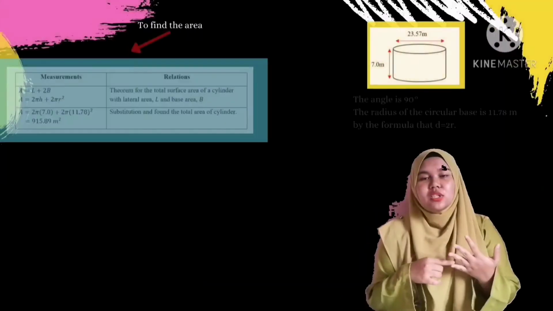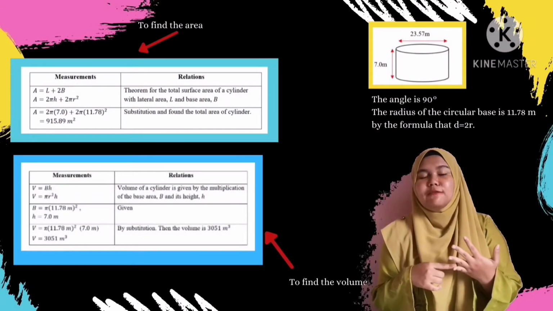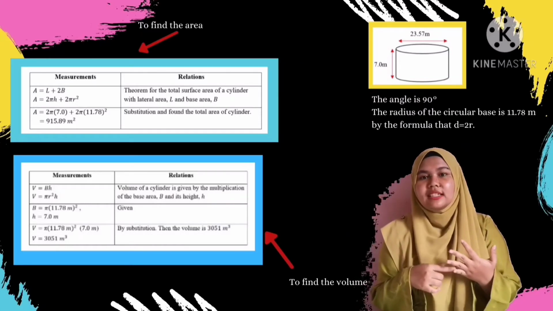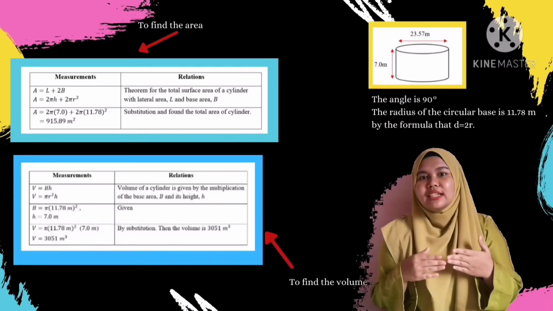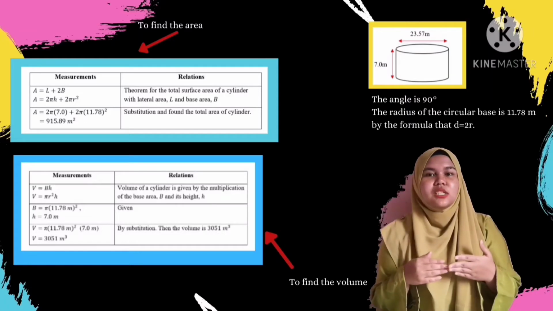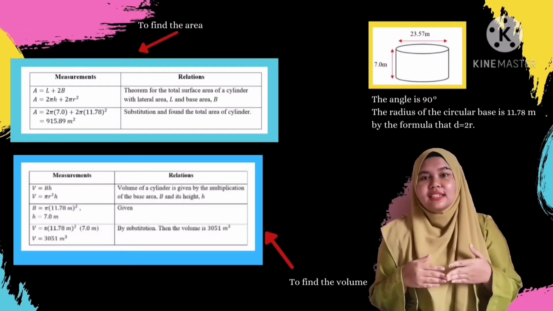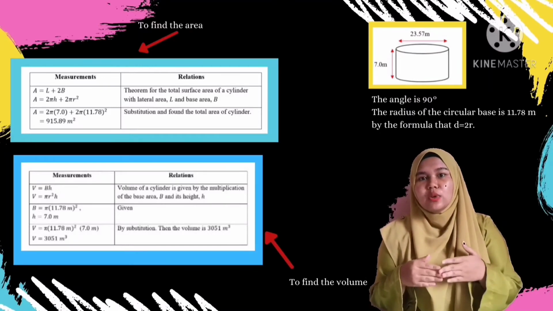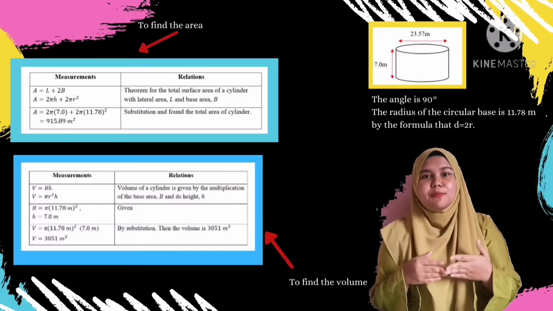The cylinder also consists of an axis line which is perpendicular to the base, giving a 90 degree angle. The height of the drum is 7 meters and the diameter is 23.57 meters. Then we know that the radius is 11.78 meters by substituting in the formula D equals 2R. To find the area of the cylinder, we use the formula A equals L plus 2B, where L is the lateral area and B is the base area.